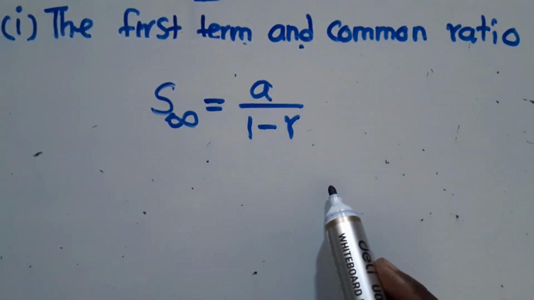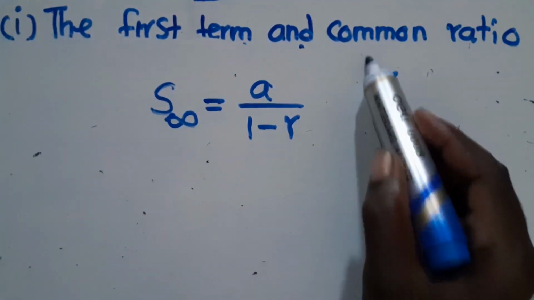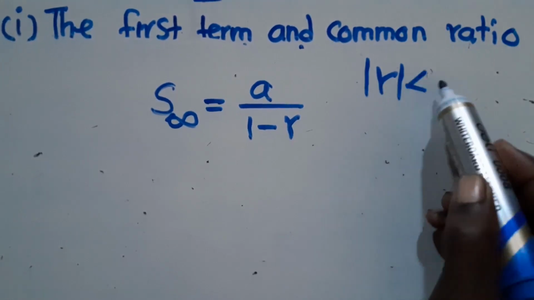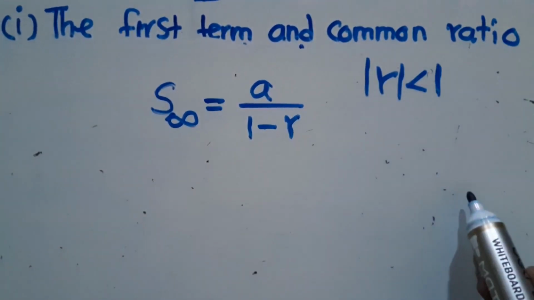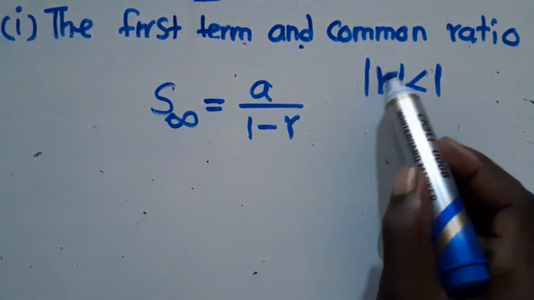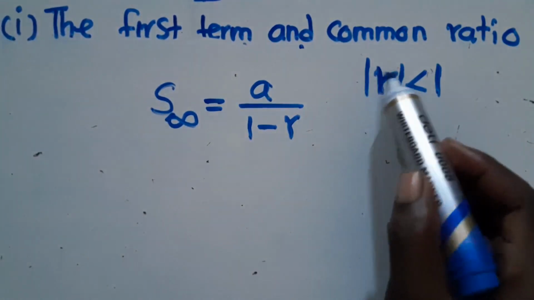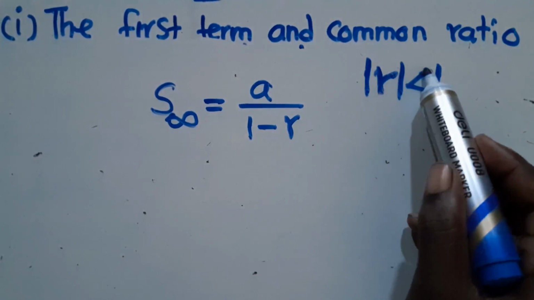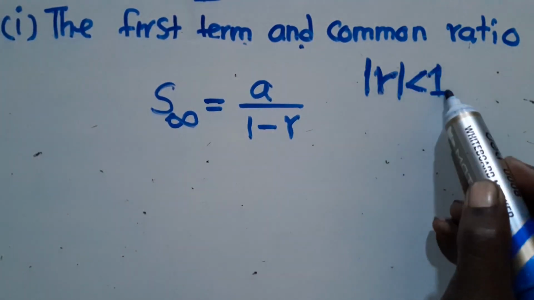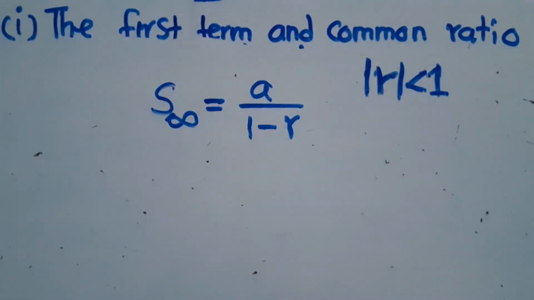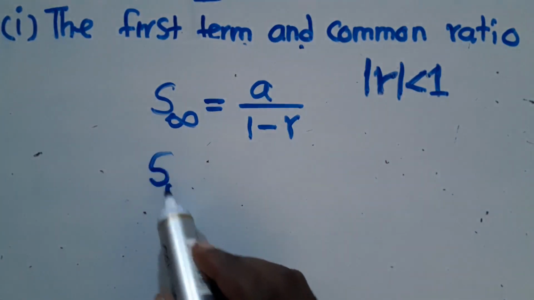I told you that you can only find the sum to infinity if the modulus of the common ratio is less than what? 1. Sorry, not radius, this is the common ratio. If the modulus of the common ratio is less than 1. But if it is greater than 1, then the sum to infinity does not exist for that particular series.